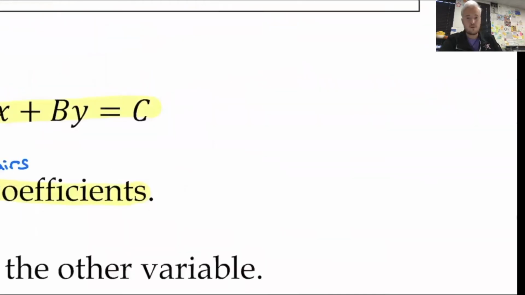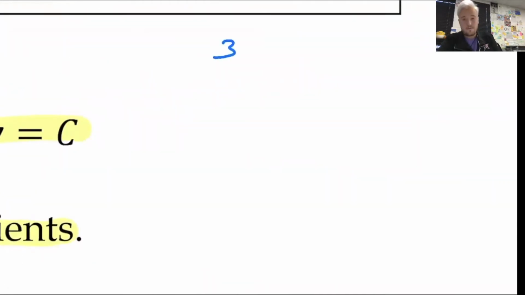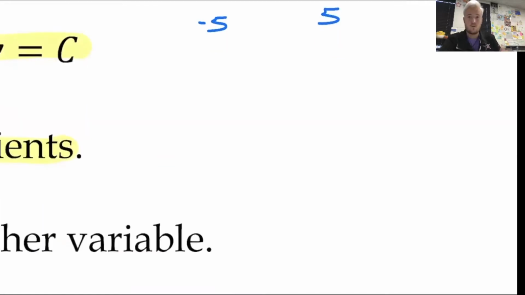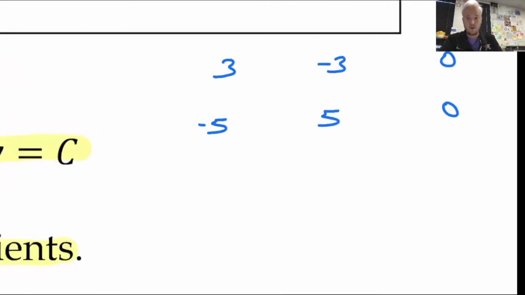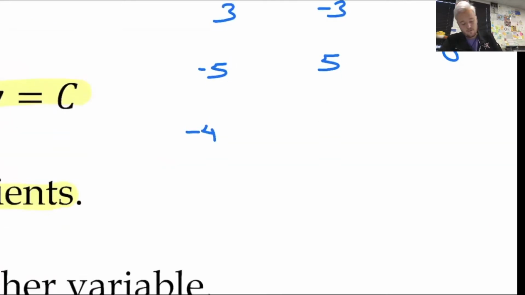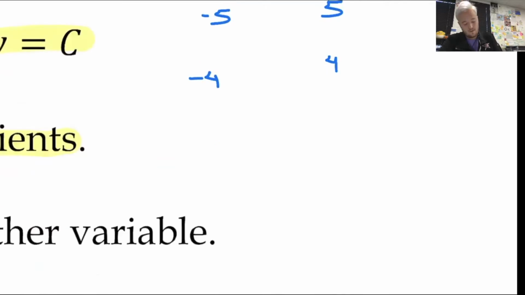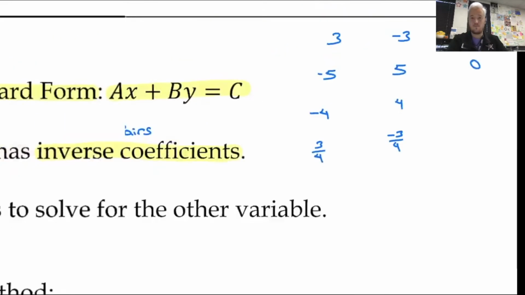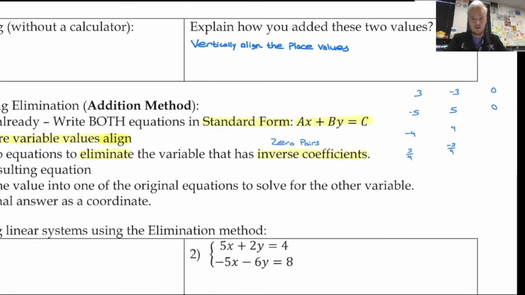For example, let's say I have 3. For a zero pair, we're looking for the inverse of it, so the zero pair would be -3. If I add those together, I get 0. If I have -5, the zero pair for this one would be +5, and if I add those together, I get 0. We're always looking for the inverse to make a zero pair. If I have -4, the opposite would be +4. If I give you 3/4, it would be -3/4. Regardless of what the number is, we're looking for the counterpart to make it a zero pair.